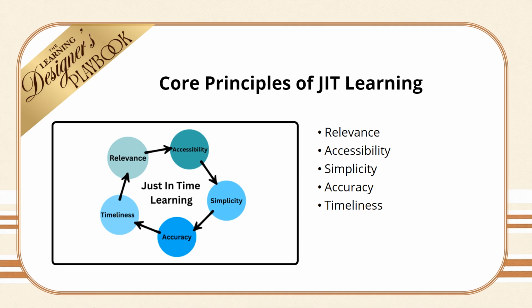At the heart of just-in-time learning are five essential principles: relevance, accessibility, simplicity, accuracy, and timeliness. Relevance ensures that the information directly aligns with the learner's immediate task or challenge. Accessibility means that learning resources are easy to find and use on any device at any moment. Simplicity focuses on delivering only what is necessary, removing clutter and complexity that slow down decision-making. Accuracy guarantees that the content reflects the latest standards, tools, and organizational practices.